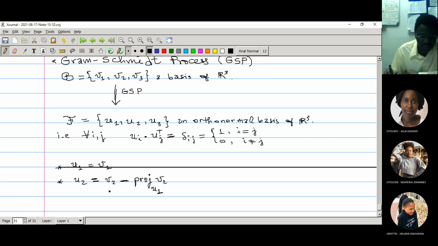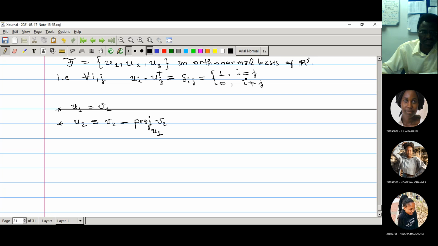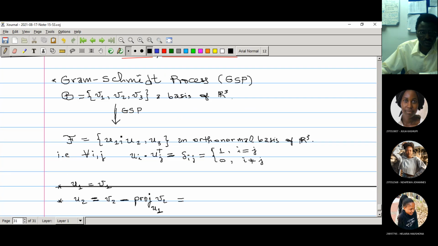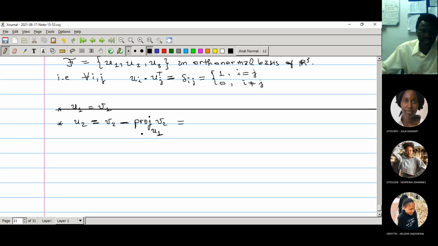Now, how do I check that the two are orthogonal? It's just by performing the dot product. If I perform the dot product, this will give us 0. But let's compute that. And what is the projection? We will see what the projection is. Okay. Let me write the algorithm. We don't have any matrix here to perform the computation. Let us just write the algorithm. I will do it for U2 also.